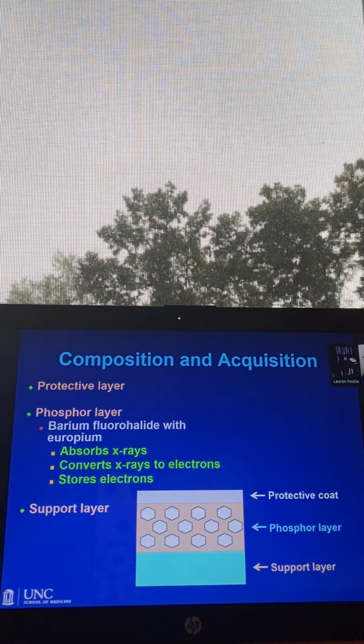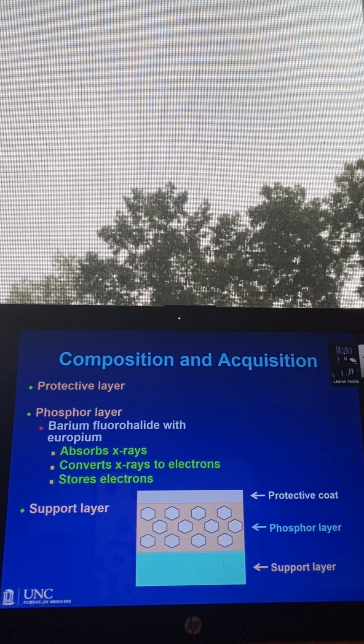Okay. So what does that barium fluorohalide do? It will absorb the X-rays, and then those crystals will convert the X-rays to electrons, and those crystals will also store the electrons. So those crystals do those three things: first absorbs the X-rays, converts the X-rays to electrons, and then it will store those electrons. It has to store them because we have to take that cassette and it has to be processed.